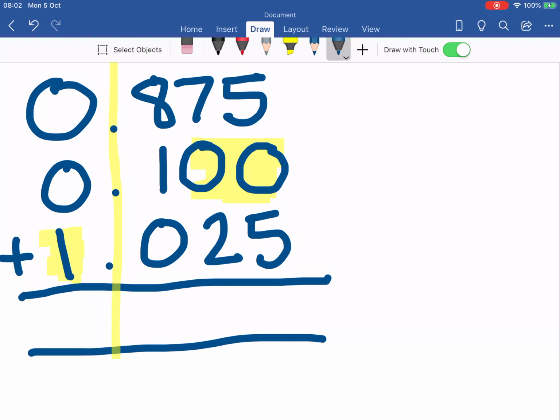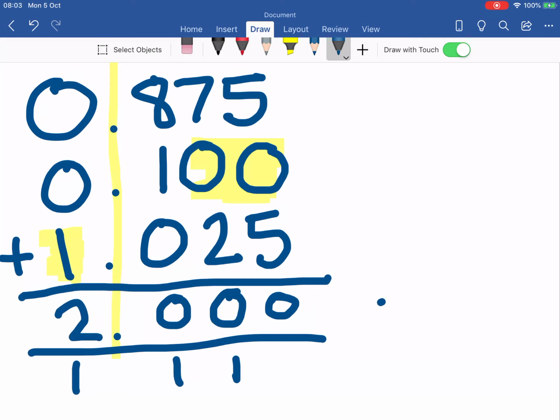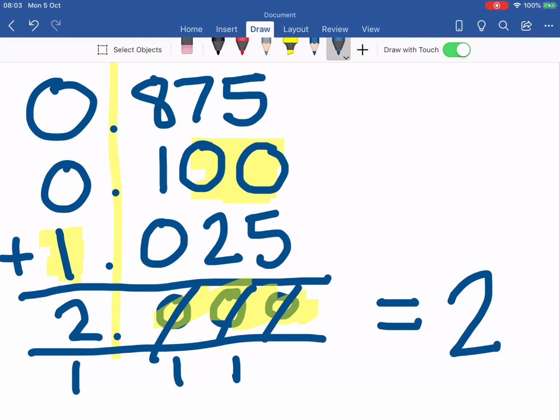5 plus 0 plus 5 is 10. 7 plus 0 plus 2 plus the 1 again is 10. And 8 plus 1 plus 0 plus 1 again is 10. So all very straightforward stuff. Putting our decimal place in, and then 0 plus 0 plus 1 is 2. And there's our answer. Of course, exactly the same rules apply as before. We have these extra zeros. We don't want them. We can cancel those off. And we are just left with 2. And that's a nice clean answer.